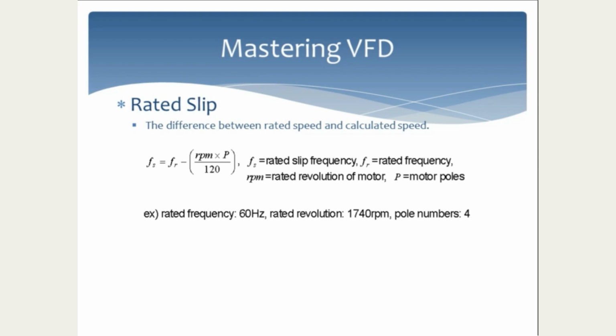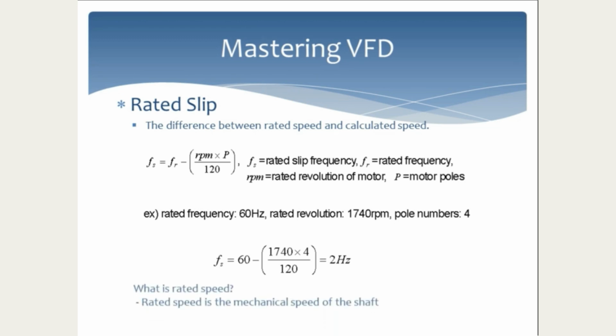For example, we have a motor rated 60 Hz and 1740 rpm as speed, and the motor is 4 poles. Then the calculated rated slip will be 2 Hz. The motor should be running at 60 Hz, but actually the mechanical speed will be at 58 Hz. The rated speed is the mechanical speed. In case we have a motor with greater slip, for example slip higher than 100 rpm, the chances are that at lower frequency much higher torque will be required.